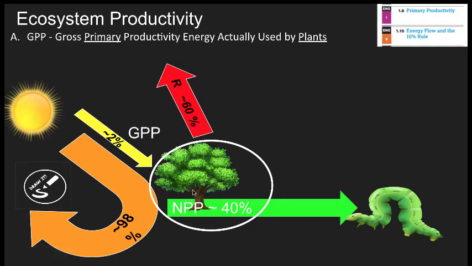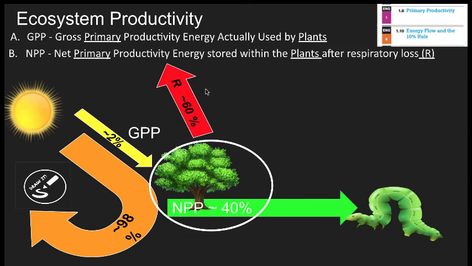What does it net? What does it get to keep? All right, so that's what's stored inside the plant itself. And that becomes available for consumers to eat. All right. So again, net primary productivity, energy stored within the plants after respiratory loss.